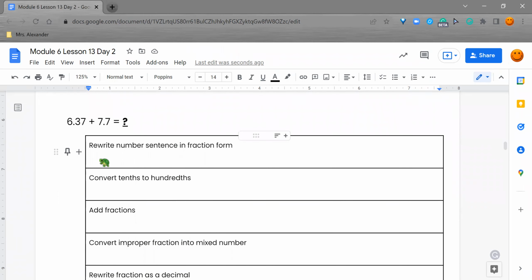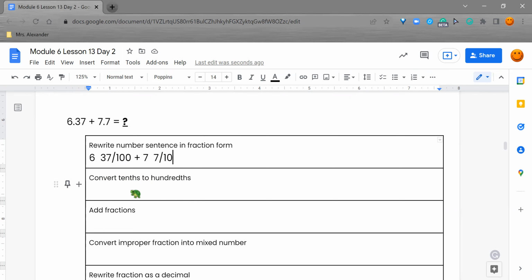We have 6 and 37 hundredths and 7 and 7/10. So I have 6 and 37 over 100. Oops, I keep putting 200, you guys. Typos today. And then I'm going to do 7 and 7/10. And again, I'm seeing that I've got fractions, and I know to add fractions, I need a common denominator. And right now I have 100 and 10. So that will not work to have 100 and then the next one be 10.